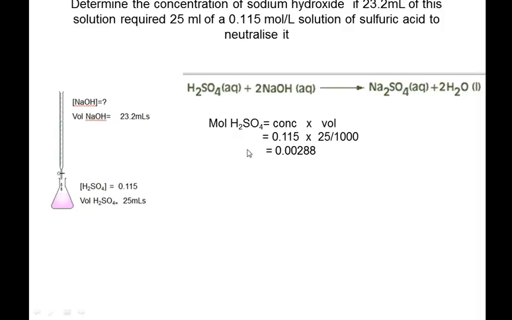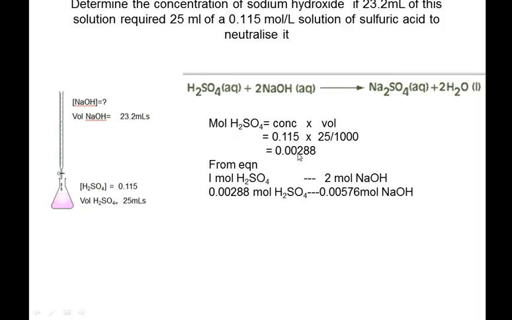Step 3, we now know information about sulfuric and we want to know it about sodium hydroxide. So we acknowledge from the equation we have a 1:2 ratio. 1 mole of sulfuric needs 2 moles of sodium hydroxide. But we don't have 1 mole of sulfuric, we've only got that amount. So the corresponding amount of sodium hydroxide would be double it, 0.00576. All right, we're almost there.